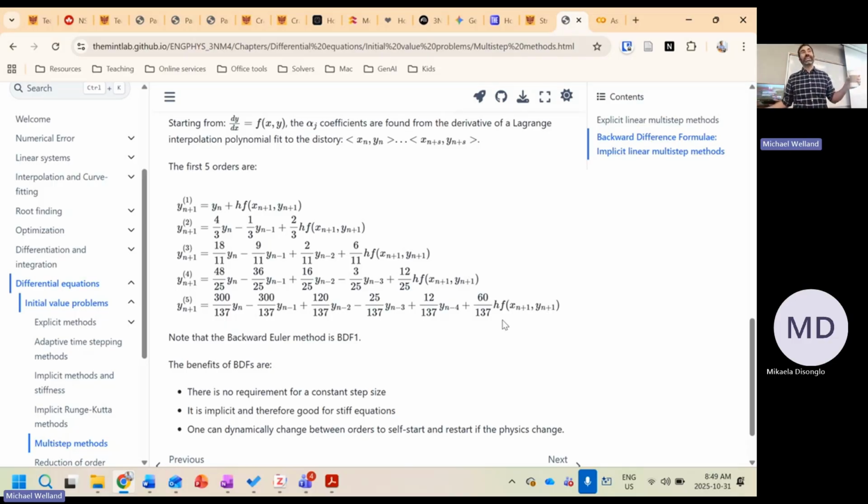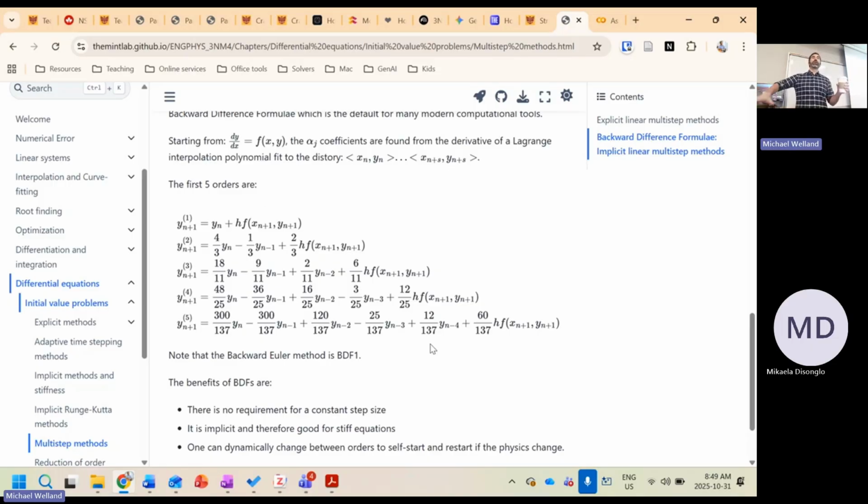There's absolutely nothing here for the time stepping. We can use whatever time step we want, which is fantastic, and it doesn't enter into this at all. We can use this no matter what. It is implicit and therefore good for stiffness. We don't have to worry about that. And you can even dynamically change between the orders. You don't have to choose an order and then just go with that for the rest of your life. If one is going to have a better result than the other one, then you just switch it.